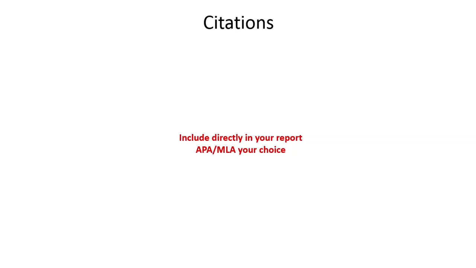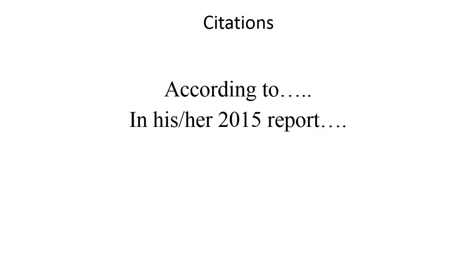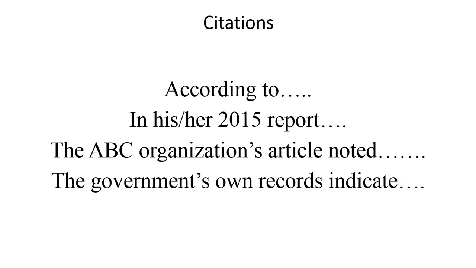So let's take a look at what this means. You might have someone that's written an article. You could put according to so-and-so and just write the person's name. In his or her 2015 report, so-and-so writes, concludes, finds. You're including the citation in the paper itself. The ABC organization's article or report noted, blah, blah, blah. Include this right into the history section. The government's own records indicate whatever it is you wish to indicate.